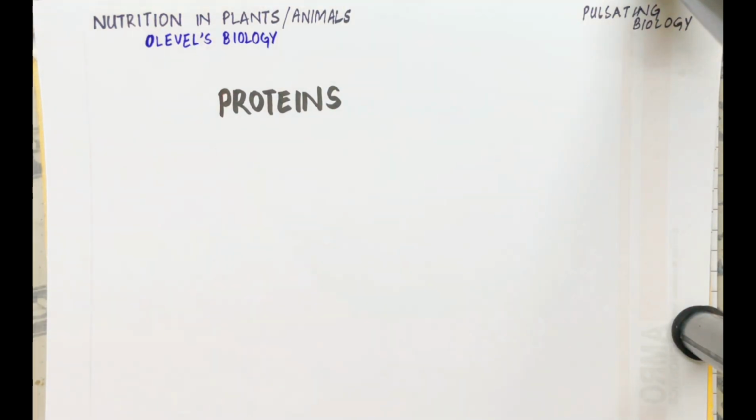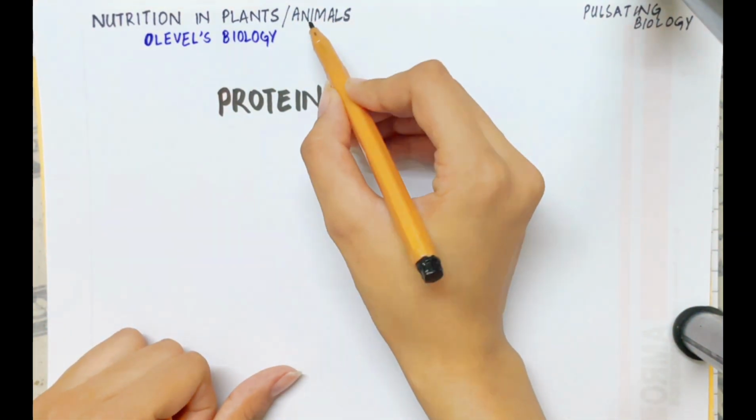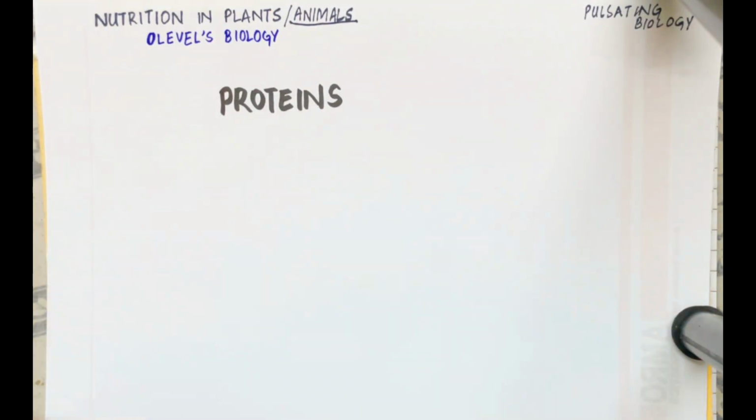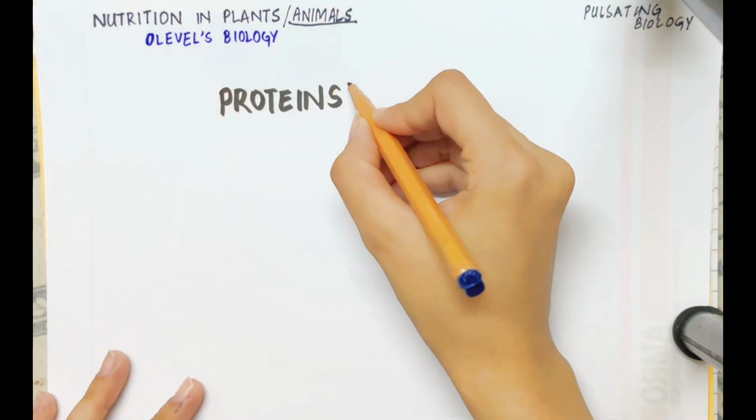Back to another video of Pulsating Biology, where we are covering the topic for O levels biology, that is nutrition in animals. We've already covered nutrition in plants, and now we are covering nutrition in animals. We've already discussed a few of the topics in the previous video. For today's video, we have the subtopic that is protein.